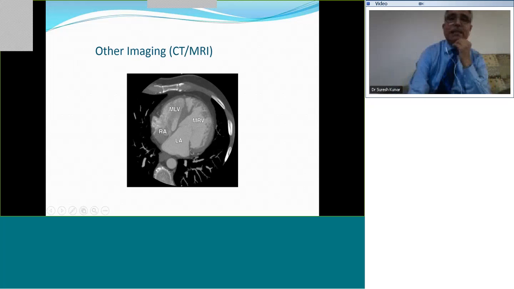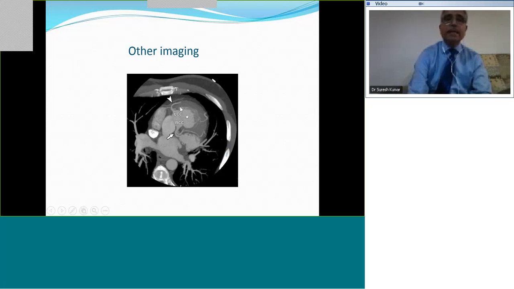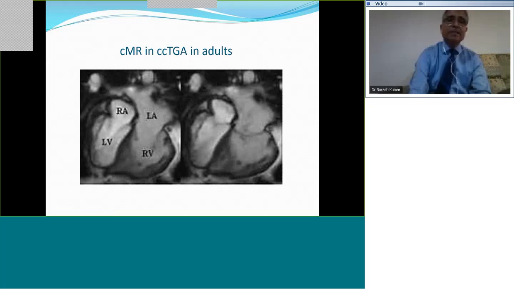So the CT will tell you that the LA in this case is connected to the coarsely trabeculated morphologic right ventricle, which is on the left side, and the right atrium is connected to the morphologic left ventricle, which is smoother. And the coronary position also is nicely shown in this image. You can see that the left coronary artery is coming off the anterior sinus and the right coronary artery from the posterior sinus. This again is another MR image.